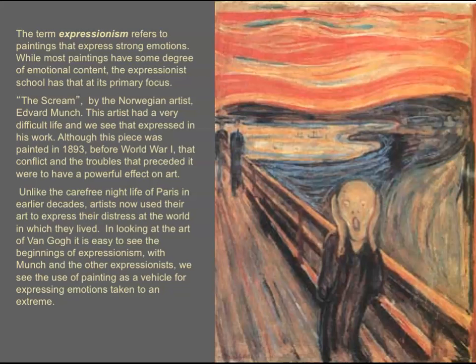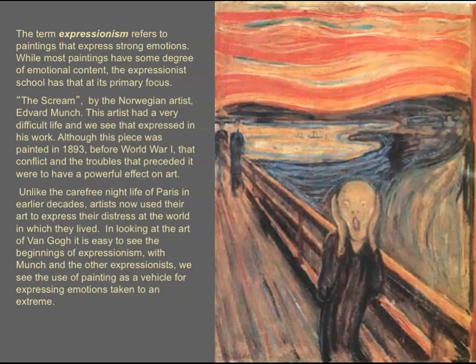And he had just lost his sister. He was sick himself. His mother was quite ill. And he says he was walking along the fjord at night, and this is the feeling that overcame him. And then he painted, I think, 5 versions of this. And the rest is history, as they say.